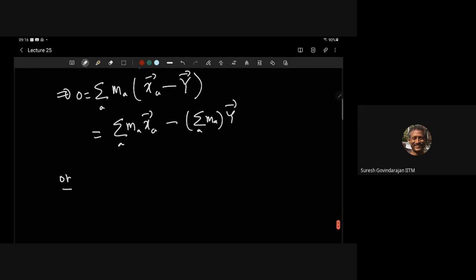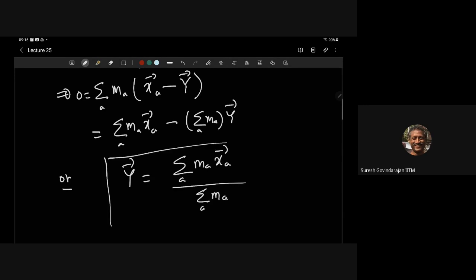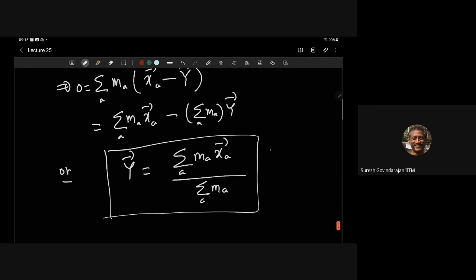Or y equal to, okay, and so this is the reason. So this is the center of mass coordinate. Right? Vector or coordinate. Is this clear? That this is achieved if we do this. Any comments and questions? Okay.